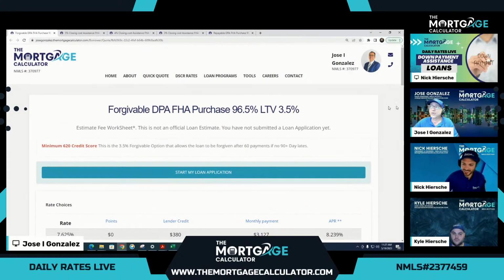Our first example here is a forgivable DPA purchase, 96.5% LTV with 3.5% down payment assistance. This is 3.5% of the sales price in down payment assistance. Now, this does have a minimum 620 credit score. This is obviously the aphrodisiac one, right? This is the one that says that if after 60 months you have not made any 90-day late payments and you're currently not late, then they will forgive it. This is the one everybody looks at because in this case, you're looking at $15,000 that they could tell you after making payments for 5 years they're going to write off.